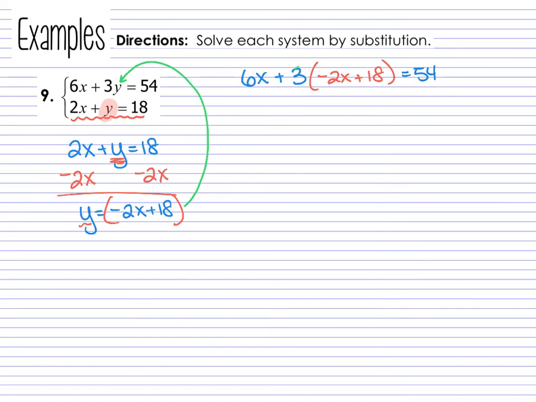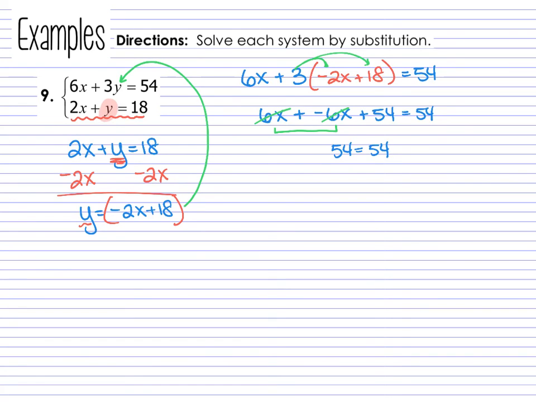I'm going to have to distribute first. So I'm going to start by rewriting. I've got 6x plus, 3 times negative 2x gives me a negative 6x. 3 times 18 gives me 54 equals 54. Now I'm going to combine like terms. So 6x plus a negative 6x, well, those cancel each other out because they're the same number with opposite signs. So that actually becomes 0. What I'm left with is that 54 is equal to 54.